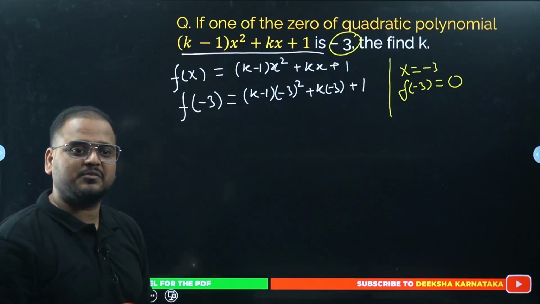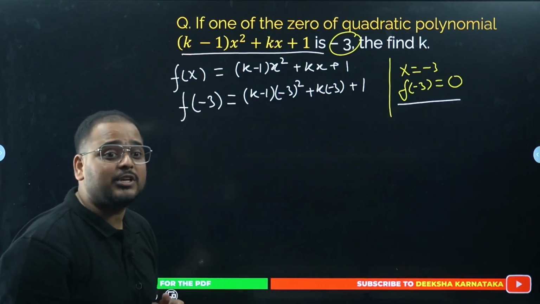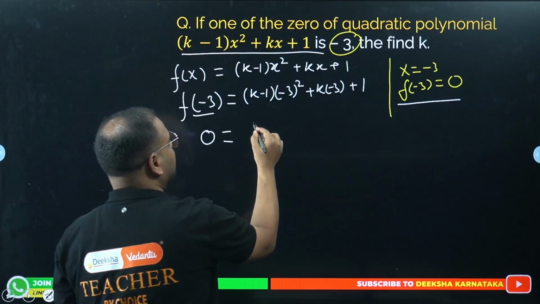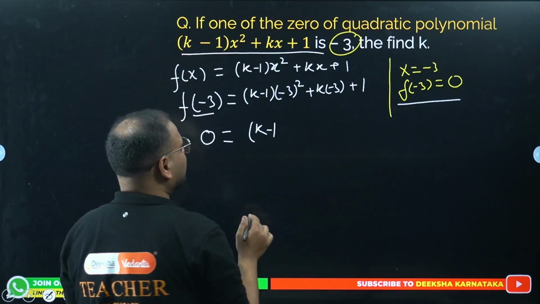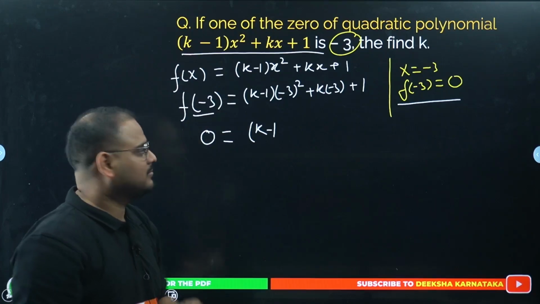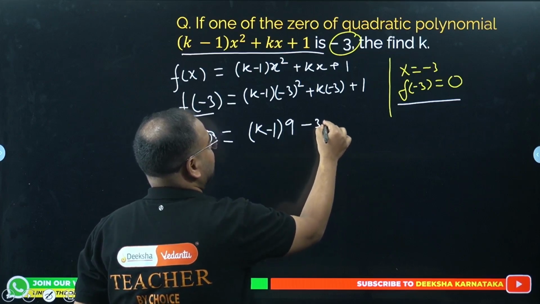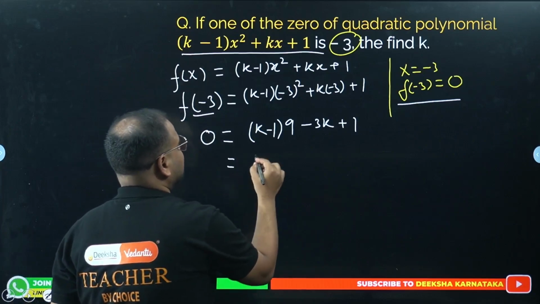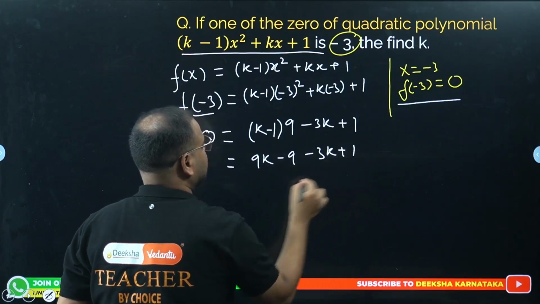Sir, how do you solve this question from here on? I wrote here f of minus 3 equal to 0. Replace this with 0. Now you can solve this equation. Sorry, linear, not quadratic. It's a linear equation, okay? Why linear? Only one variable k. What's the power of the variable? 1. So linear. So (k minus 1) times 9 minus 3k plus 1. I hope you know the multiplications, right? What is this? 9k minus 9 minus 3k plus 1.